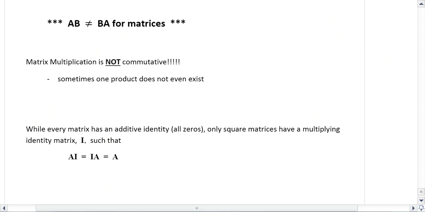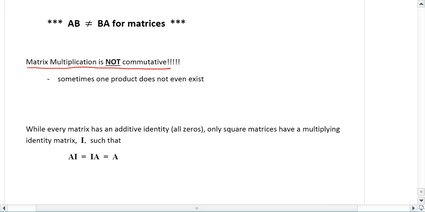So I restated this very clearly here. You can tell it's important because I put 3 stars there. AB is not equal to BA for matrices. Multiplication in matrices is not commutative. And this is going to be very important when we start solving matrix equations. It's not equal, and sometimes one of the products may not even exist.